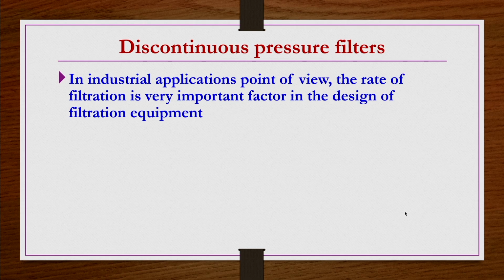From an industrial application point of view, the rate of filtration is a very important factor in the design of filtration equipment. So, whatever equipment design you do as per the basic principles that we have seen in the previous class for cake filtration processes, one has to give priority to the filtration rate. Based on the filtration rate, the remaining things are supposed to be adjusted, because the filtration rate is a very important factor in the design of filtration equipment.